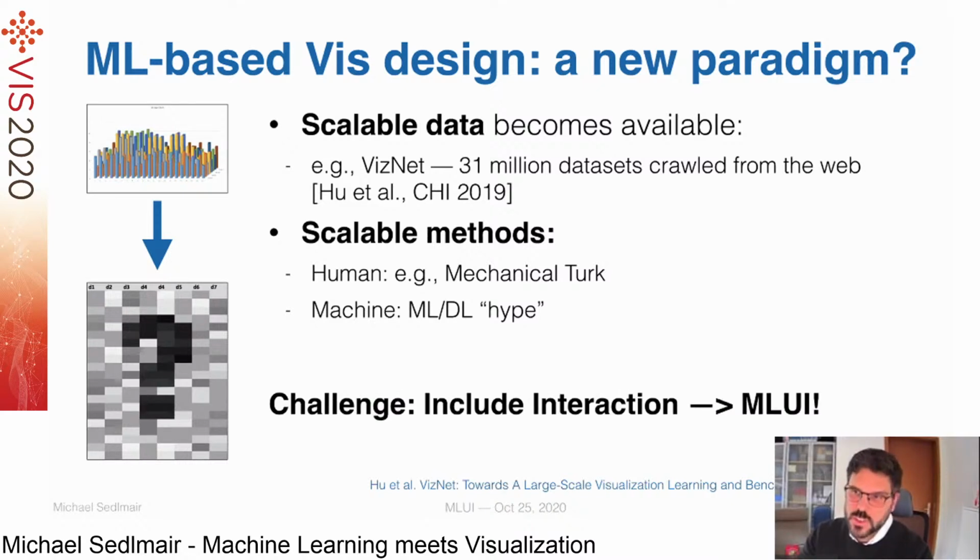Of course, so far we're mostly focusing on perceptual modeling of static visualizations. Including interaction is much harder, and this is what I would like you guys to do. It's a fantastic topic, and I think it's at the heart of the MLUI workshop here. And similar ideas could be tried out for interactive visualization. But as we know, interaction makes things harder because humans are getting closer into the loop.